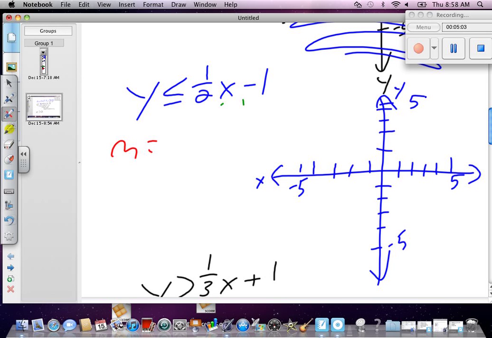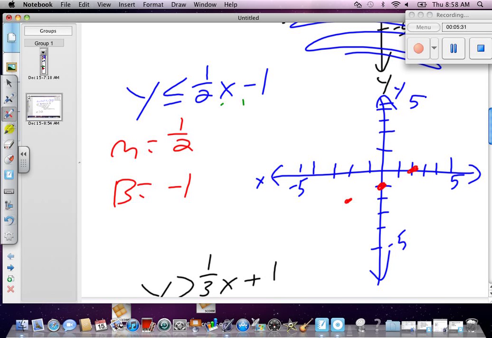Please raise your hand. Yes, Kyle? 1/2. What is the b? Please raise your hand. Jeffrey. Negative 1. So I'm going to put my first dot where? Negative 1. And then I'm going to do what? I'm going to go up 1 over 2. Or down 1 over negative 2.